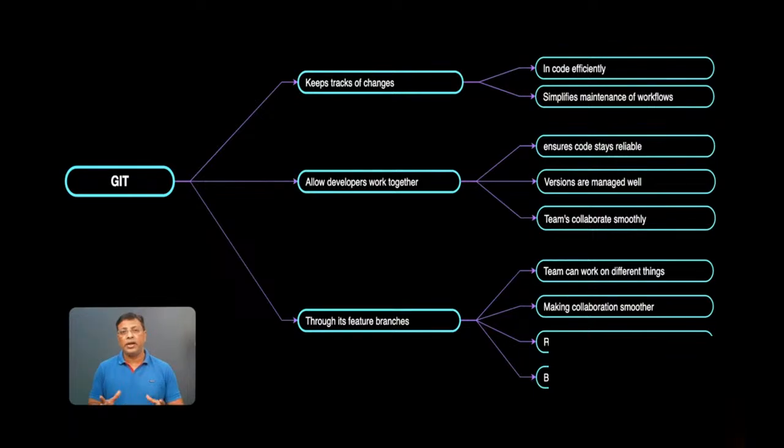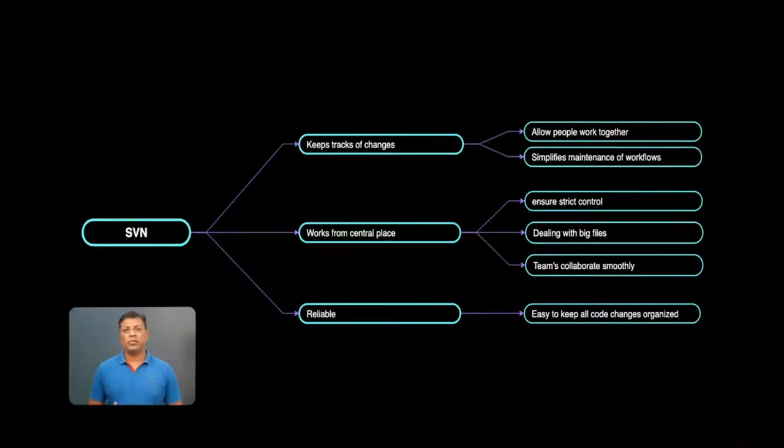Another version control tool is Apache Subversion, also commonly known as SVN, a system that helps keep track of changes when people work on software together. It works from a central place, which is good for projects where you need strict control over who can do what. It is especially useful when dealing with lots of big files. SVN has been around for a long time and people like it because it is reliable and easy to use for keeping all the code changes organized.